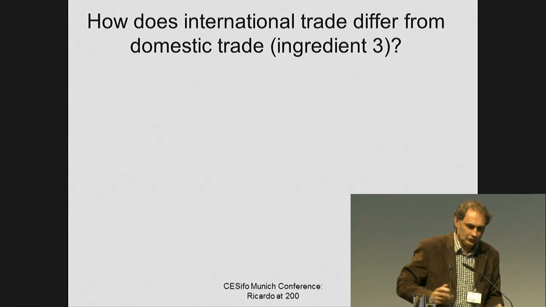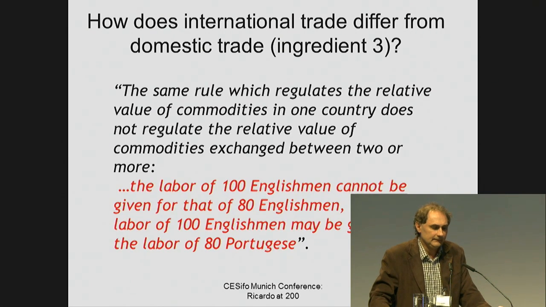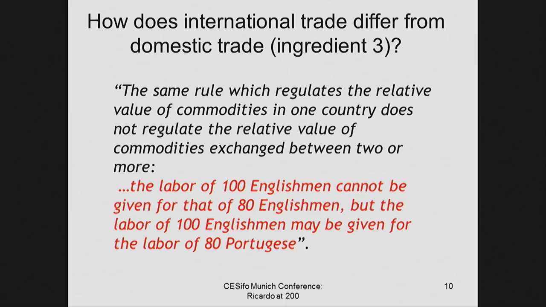So the third criterion is how international trade differs from domestic trade. If commodities are valued in terms of labor units, he made a famous statement: the labor of 100 Englishmen cannot be given for that of 80 Englishmen. Just 100 Englishmen can be given for 100 Englishmen, but the labor of 100 Englishmen can be given for the labor of 80 Portuguese. So international exchange is different from domestic exchange.